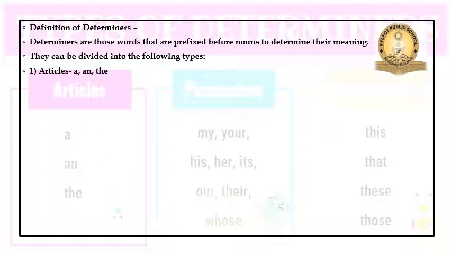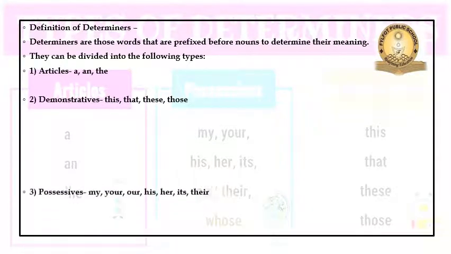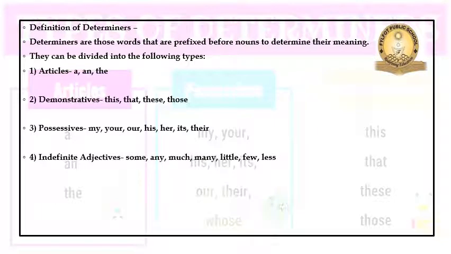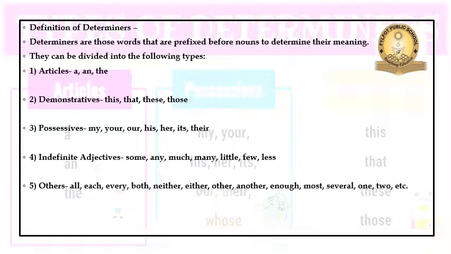articles a and the, demonstratives this, that, these, those, possessives my, your, our, his, her, its, theirs, indefinite adjectives some, any, much, many, little, few, less, others, all, each, every, both, neither, either, okay, and others are also given, etc.